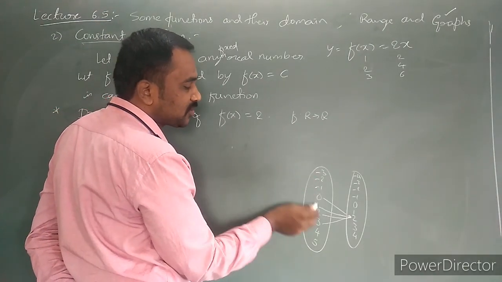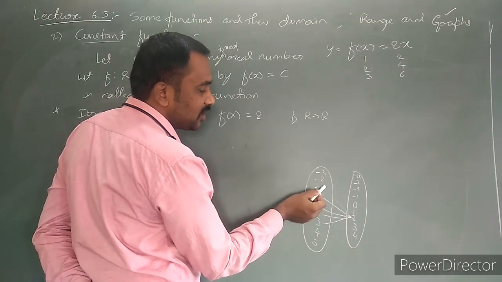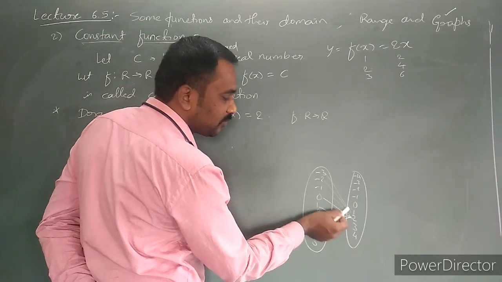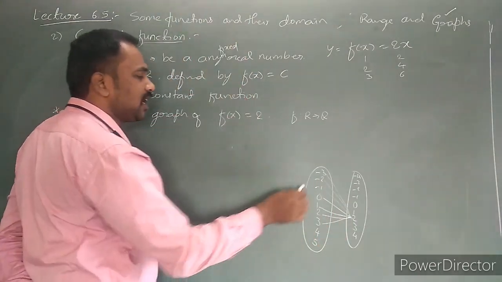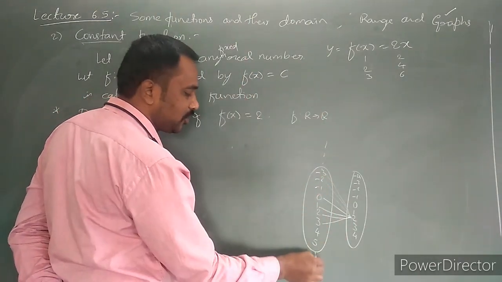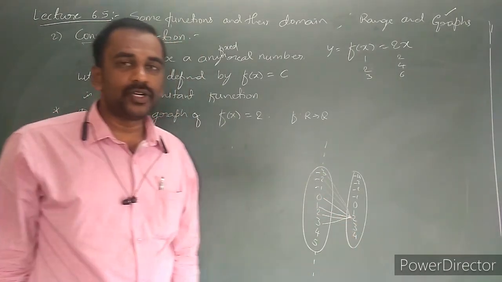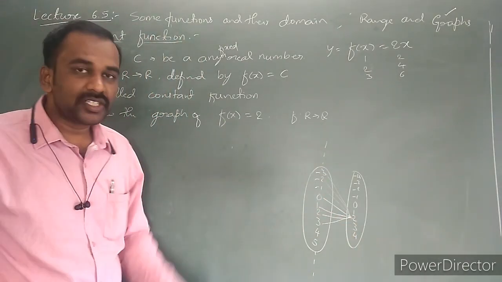There is nothing changing the function value for any x. If the x value is minus 1, what is the function value? 2. If the x value is minus 2, the function value is 2. If the x value is minus 3, the function value is 2. Whatever real number you choose from the domain set, the function value is what? 2 itself.